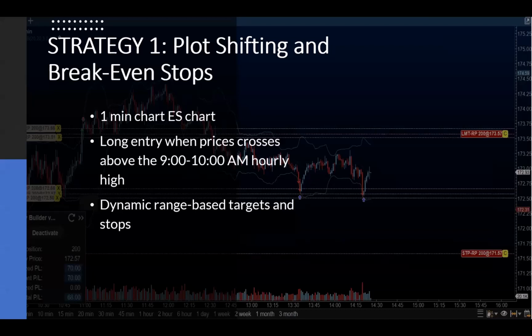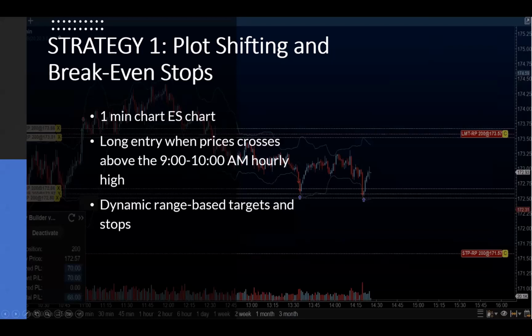All right, so we're going to demonstrate how you can use the strategy builder to prototype some strategies and make some strategies that you can trade in real time. And the first strategy we're going to start with is a strategy that uses our plot shifter indicator. I've called it here the plot shifting and break even stops strategy. So we're going to be demonstrating how plot shifting works, how that's important for the strategy builder, and how the break even stops, which is a new feature, works.